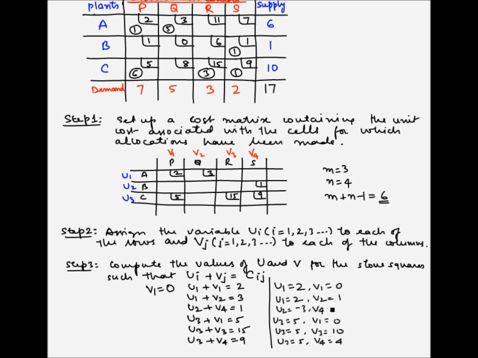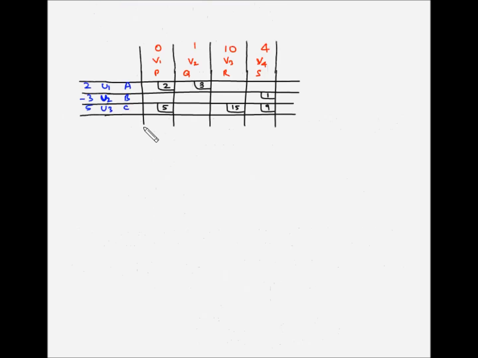And V4 is 4. So this is the matrix that we obtain in step number 3. I've placed the values of U1, U2, U3 and V1, V2, V3, V4 in the matrix itself. So V1 was 0, V2 was 1, V3 was 10 and V4 was 4. And similarly U1 was 2, U2 was minus 3 and U3 was 5. Now once we have obtained the values of U1, U2, U3, V1, V2, V3, V4, we then move to step number 4.